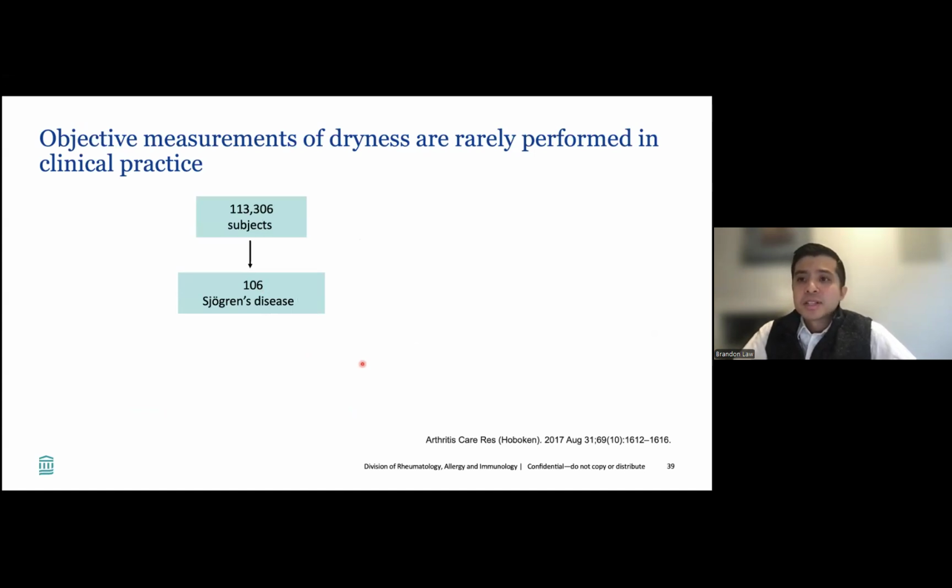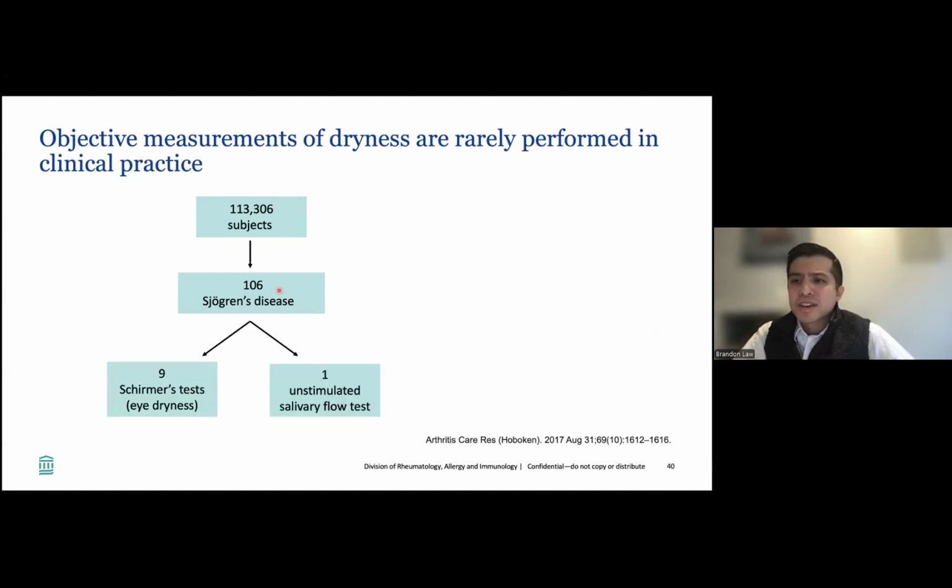The other thing that I think could be improved upon as a field is that objective measurements for dryness are rarely performed in everyday clinical practice, meaning measuring dry eye and dry mouth objectively, in addition to asking the patient about symptoms. So in this study, done at the Mayo Clinic, they were looking at medical records of patients in Olmsted County, and they had over 100,000 subjects, and about 106 exactly had Sjögren's disease. But through those records, only 9 of those patients had undergone Schirmer's testing for objective eye dryness, and only 1 of them underwent an unstimulated salivary flow test to look for objective oral dryness.